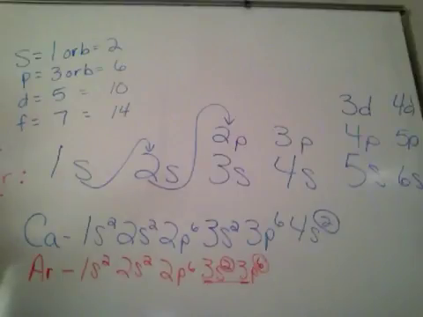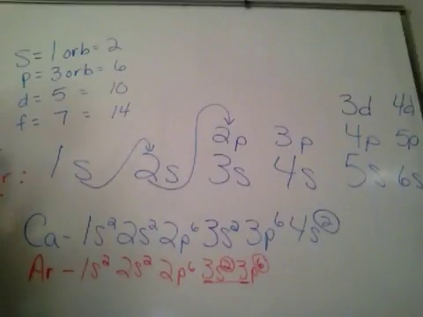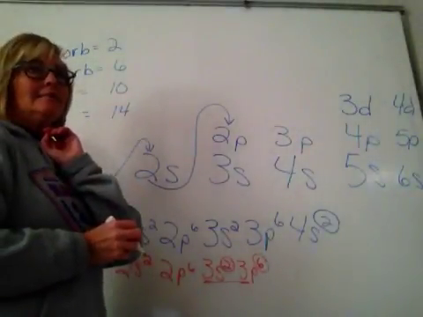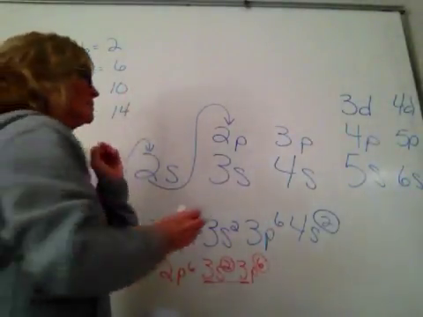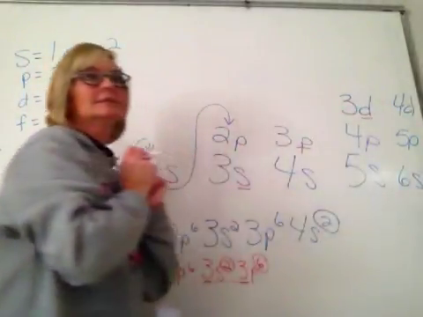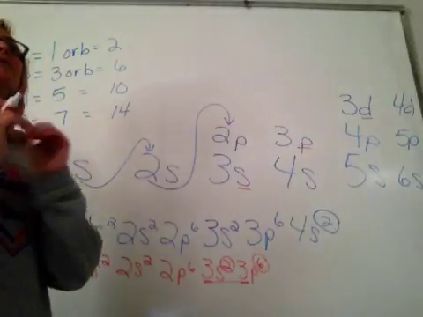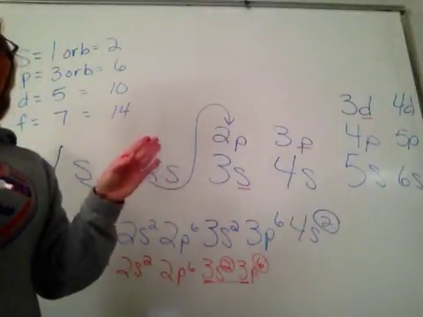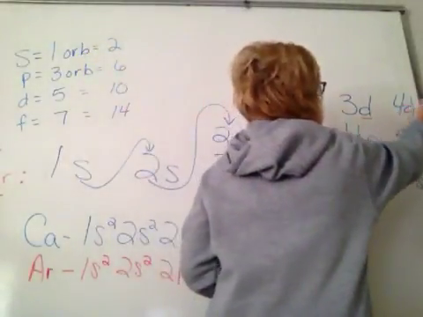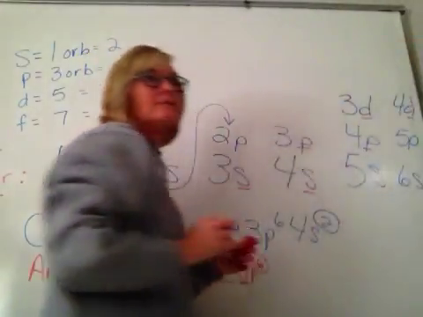Can there be a 3F? There cannot be a 3F. There can be a 4F. The reason why is that 3 can only have 3 sublevels: an S, a P, and a D. 4 and anything higher than 4 can have S, P, D, and then the next would have an F.